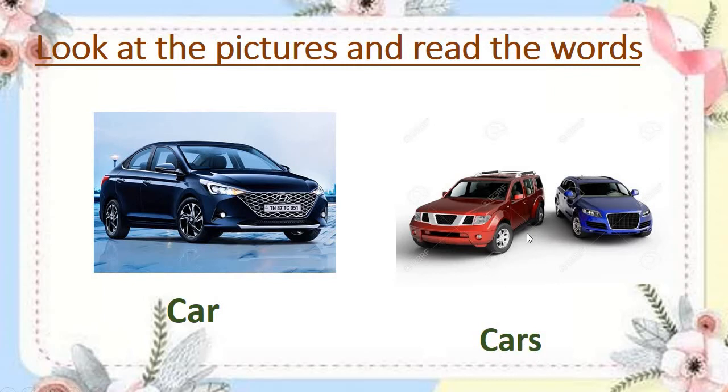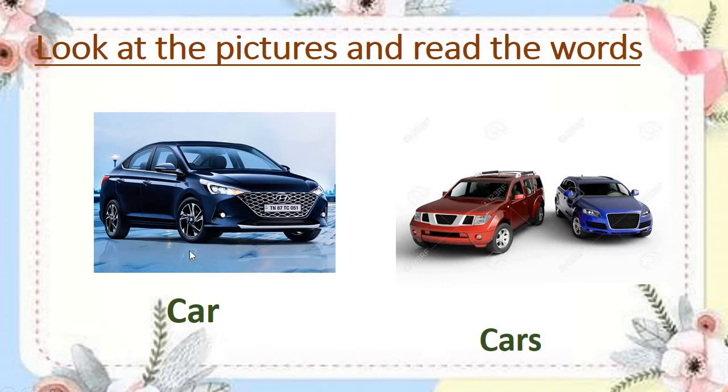Understood? This is more than one. More than one means many. There are two cars, not one car. One car is car. Then more than one is cars. C-A-R-S. See the difference here. Car, cars. Okay children?